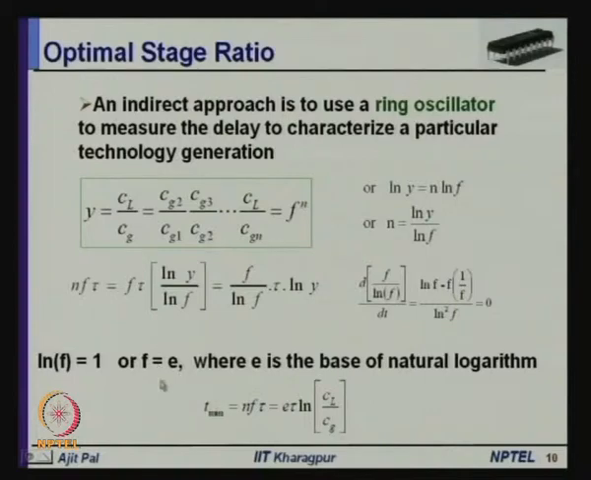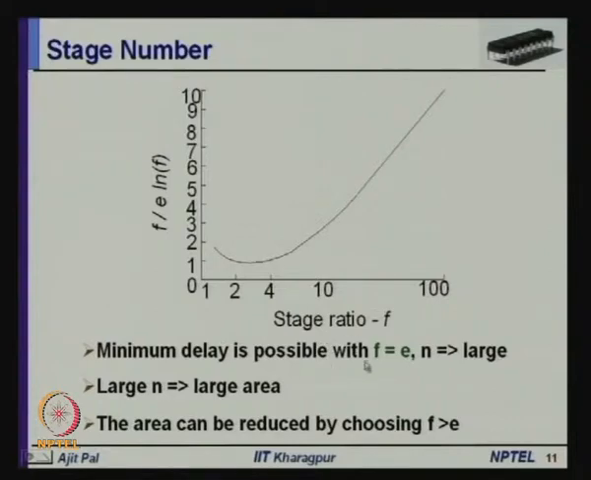Unfortunately, this value of f equal to e is quite small. It is equal to 2.7. So, with this value of stage ratio, you will require a large number of stages. What is the effect of this large number of stages? The minimum delay with f equal to e will lead to a large number of stages, and when n is large, it will lead to larger area.